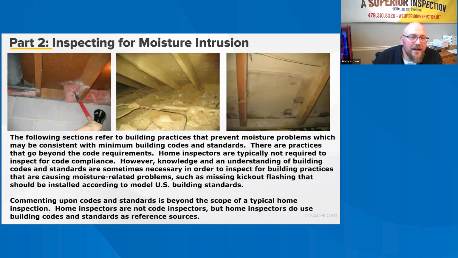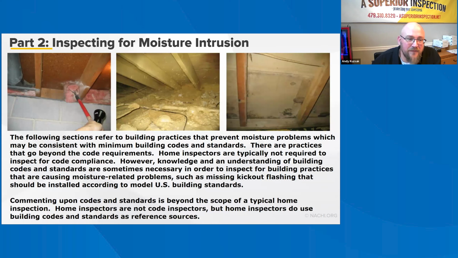All right. Now getting to the inspecting portion, now that we have some information, some details, we're going to get into how to inspect for moisture intrusion. So the following sections refer to the building practices that prevent moisture problems, which may be consistent with minimum building codes and standards. There are practices that go beyond code requirements, best practices or installation instructions, that type of stuff.